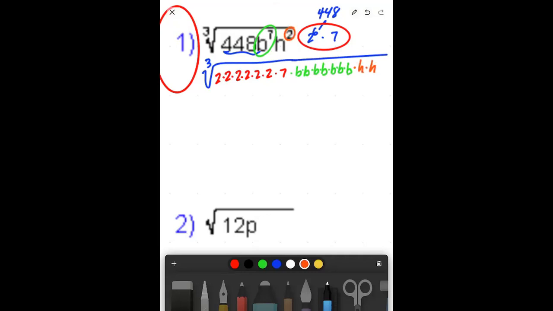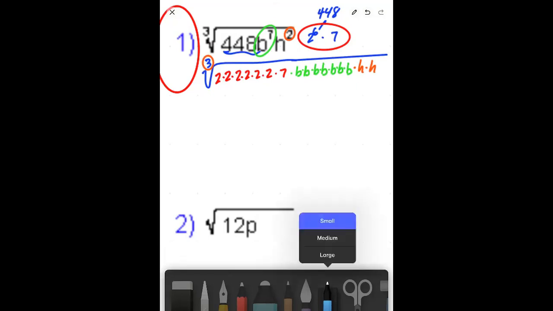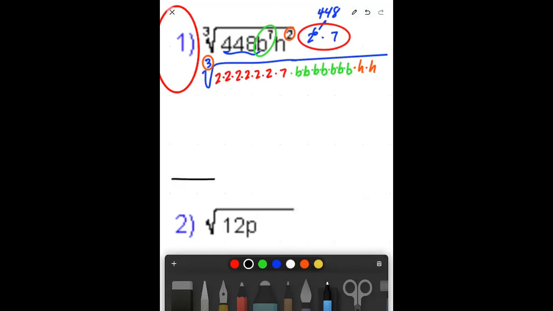Now, just like I did in the previous examples, I'm looking for 3 of a kind. So anytime that I see 3 of the same numbers or letters, I am going to pull it outside the radical. So let's do that. I'm going to use black. So here's 3 of a kind right here. So I can pull that out. So that's going to be 1, 2 down here. And then here's another 3 of a kind that I can pull out. So that's going to be another 2. Can't do anything with the 7, so I'm going to leave that in.